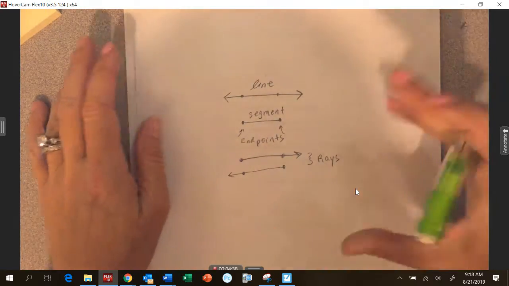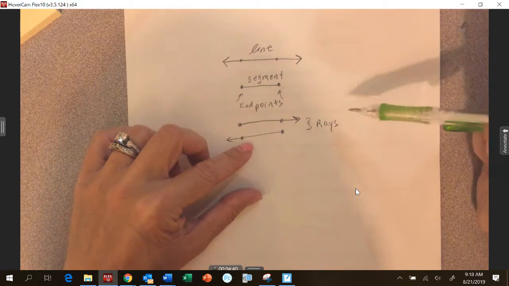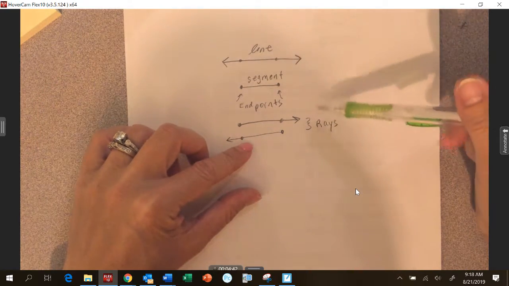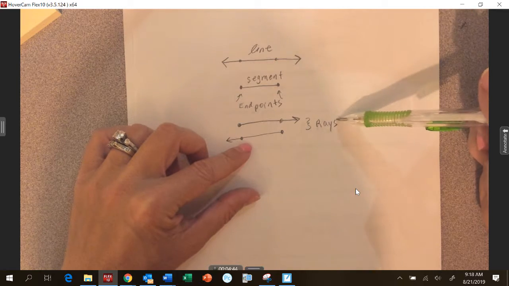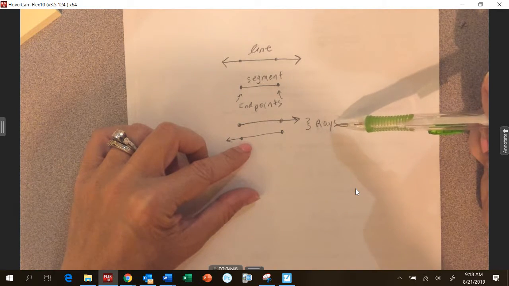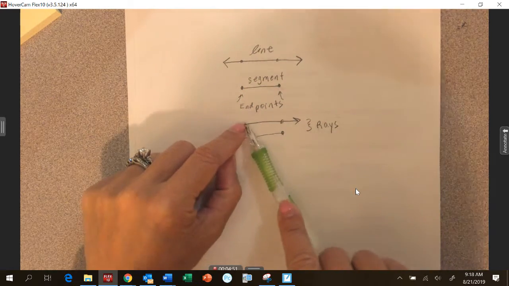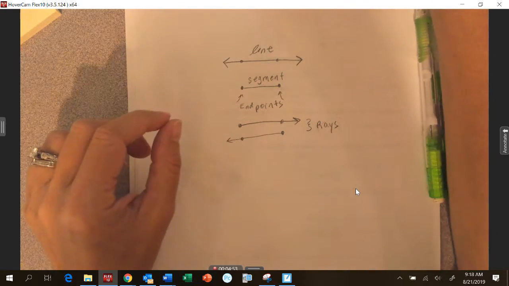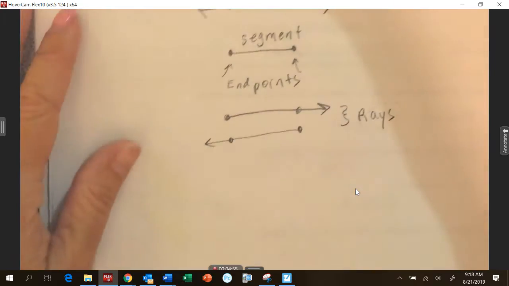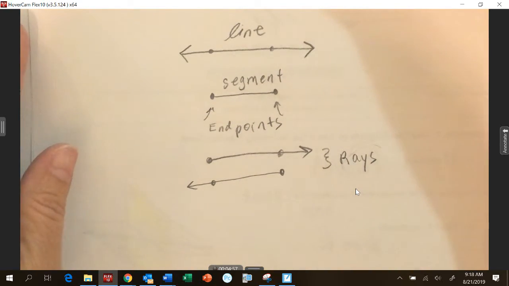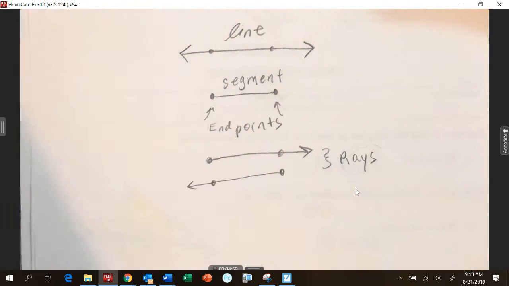Or this, okay. All right, now here's the tough one. Maybe. I don't know. I guess lines were tough. Here's the tough one. What about a real-life example of a ray? Something that starts and then only goes one direction. A ray.